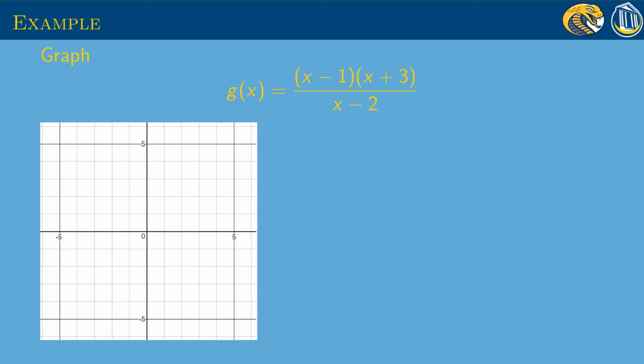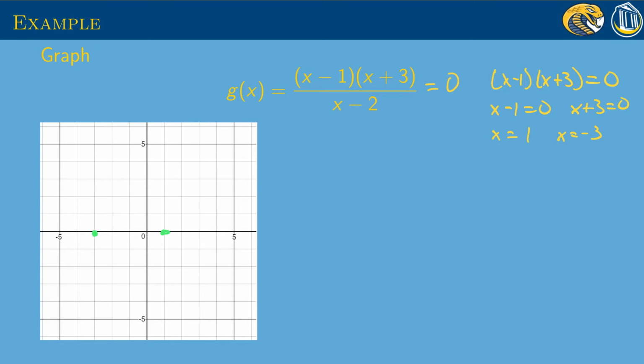Let's go ahead and take a look at this example where g of x is x minus 1 times x plus 3 divided by x minus 2. As usual, we'll start by finding the x-intercepts by setting the function equal to 0. Multiplying both sides by x minus 2 gives x minus 1 times x plus 3 equals 0, meaning we have two solutions, x minus 1 equals 0 or x plus 3 equals 0, telling us that x equals 1 or x equals negative 3. We can go ahead and plot those on our graph, x equals 1 and x equals minus 3.